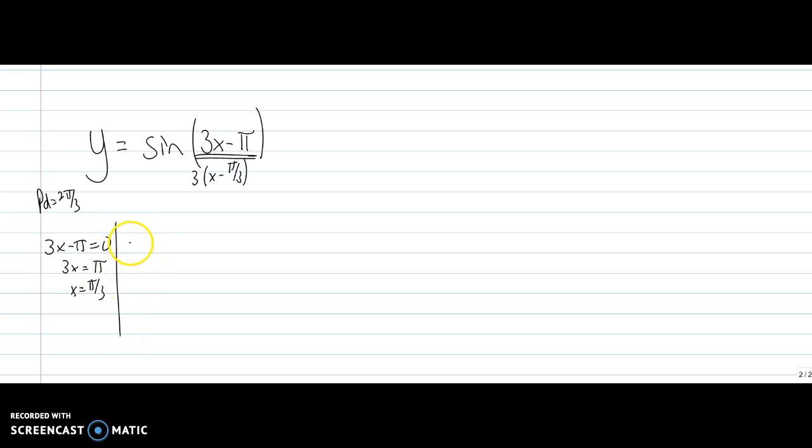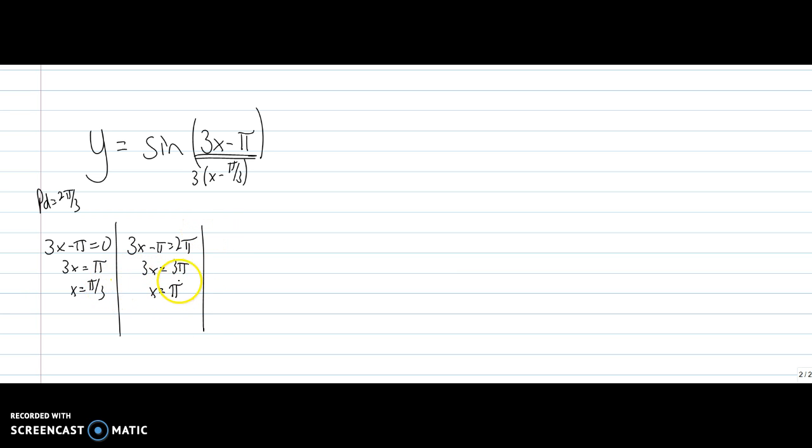Normally the first period ends at 2 pi, so I'm going to take that same expression again and now set it equal to 2 pi. So add pi to both sides, divide by 3, and now I see my first period is ending at pi. And that makes sense because the period is 2 pi over 3. If we add that on to our starting point, we should be ending right there.